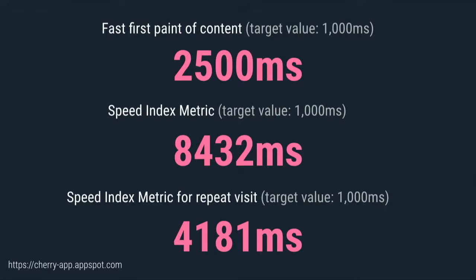Our speed index metrics are 8,000, 8,400. That's crazy. We shouldn't be taking so long for our users to actually be able to start using this application. Luckily, with Service Worker in place, we are able to slash these numbers in half.